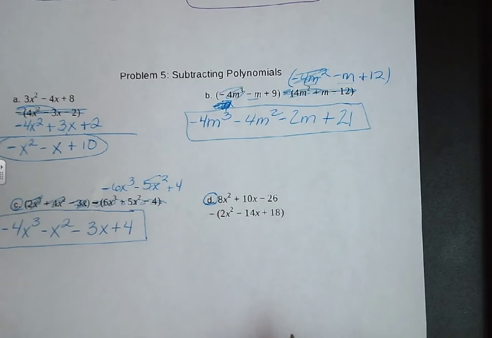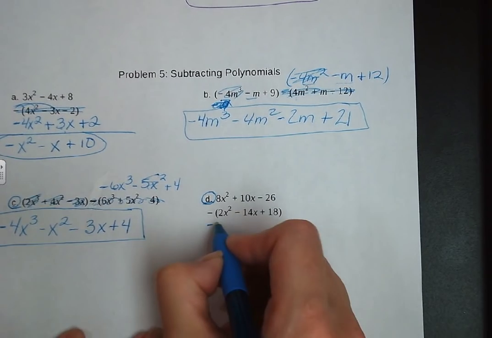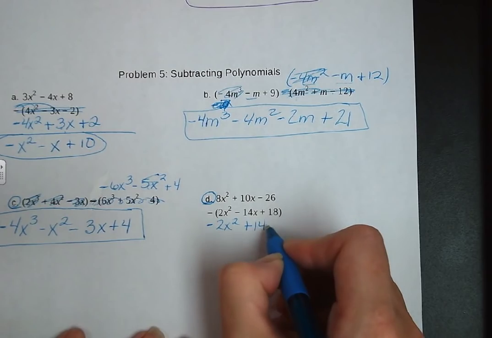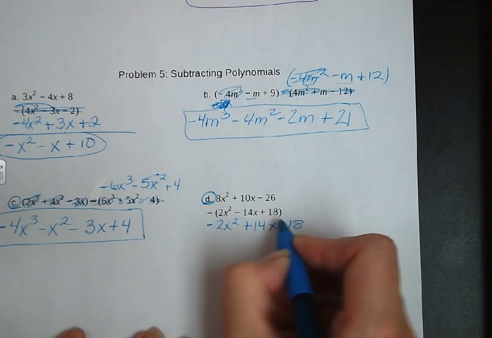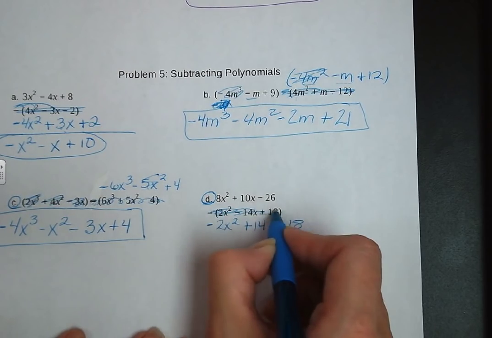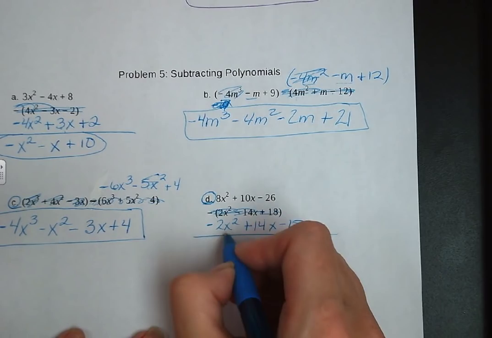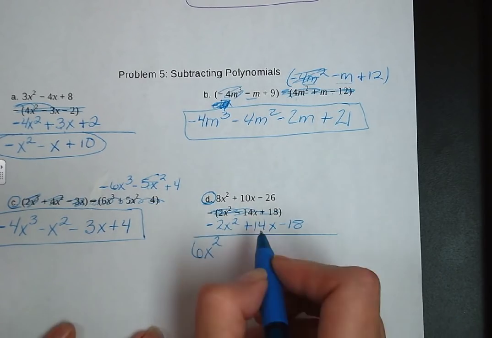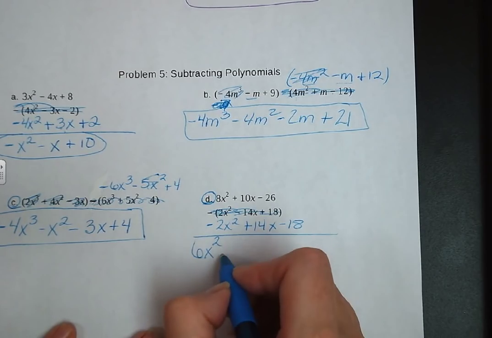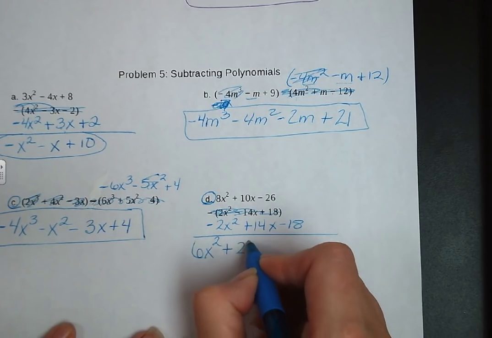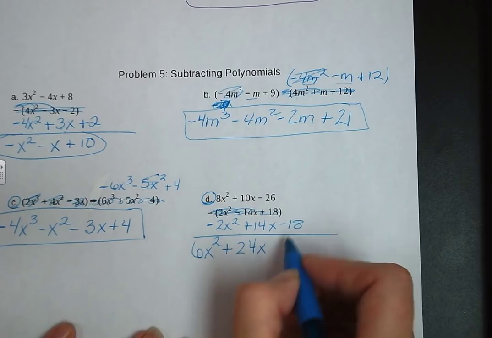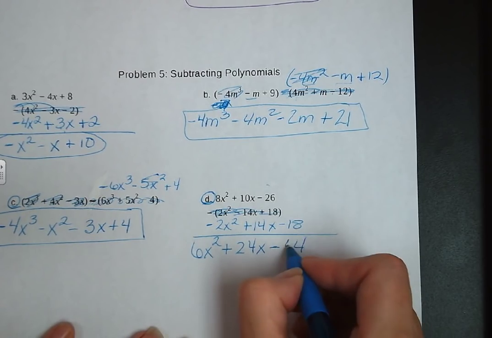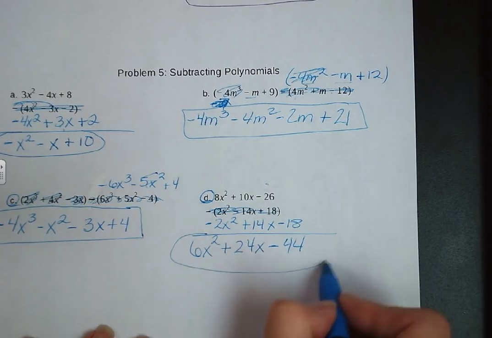Okay. Letter D, 8x squared plus 10x minus 26. Make sure you distribute your negative sign, and it's a good idea to do what Ms. Zirzo has done, which is scratch out your equation after you've distributed it. 8x squared minus 2x squared is 6x squared. 10x plus 14x is 24x. And negative 26 minus 18 is negative 44.